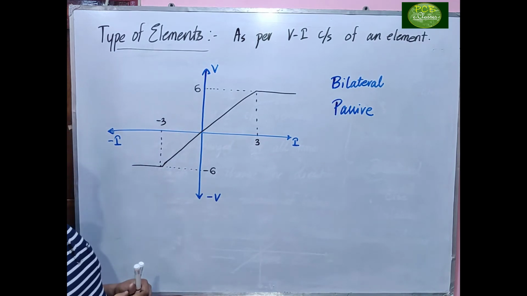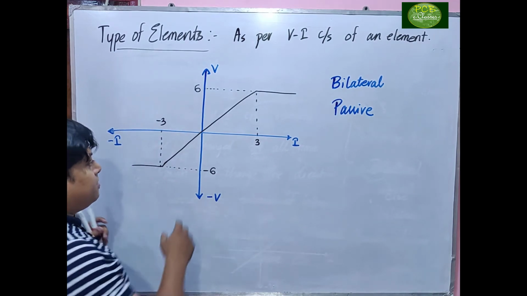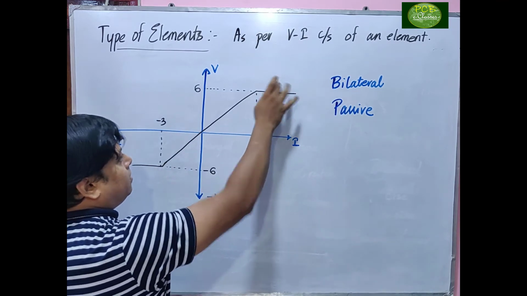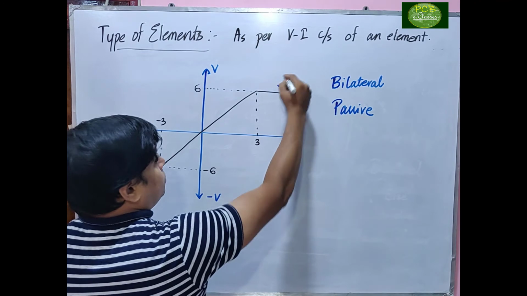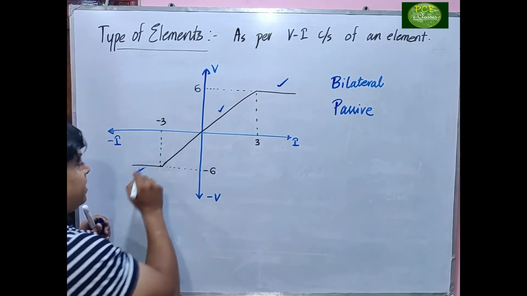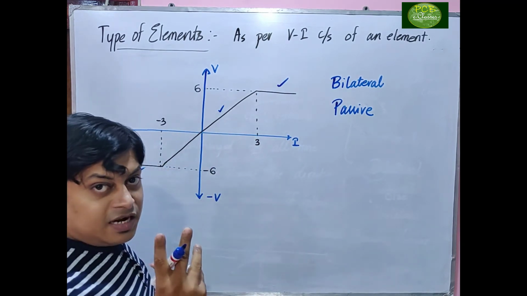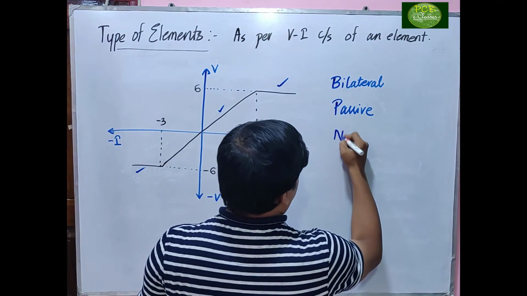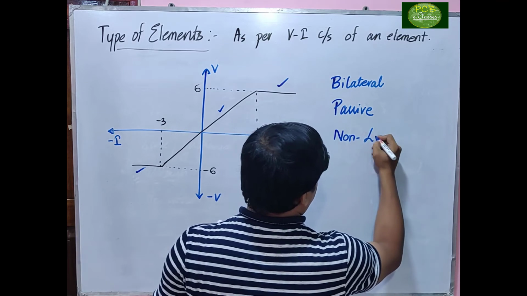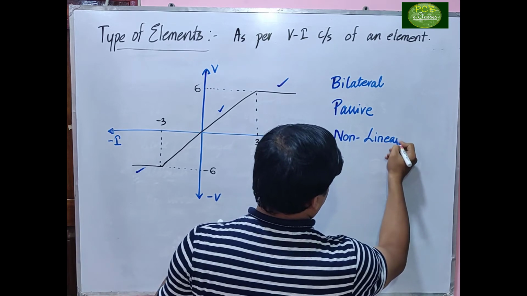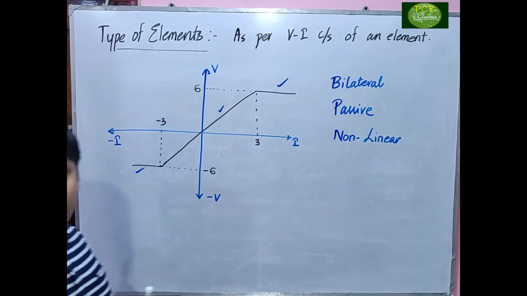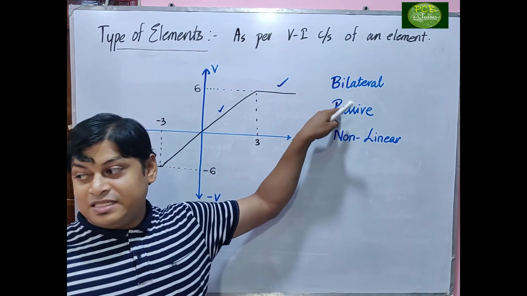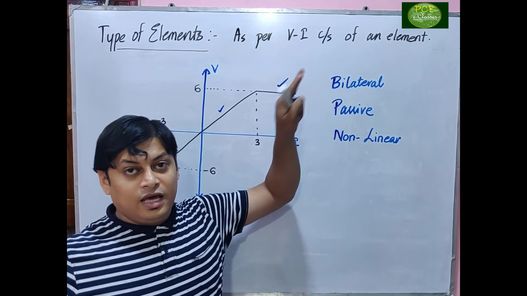Linear or non-linear? We'll see that. This is a characteristic. How many straight lines are there? 1, 2 and 3. 3 straight lines. So it is non-linear in nature. Clear? So this type of element is a non-linear, passive, bilateral element.